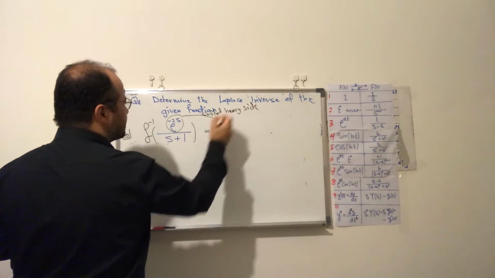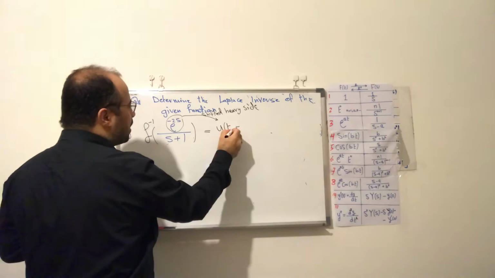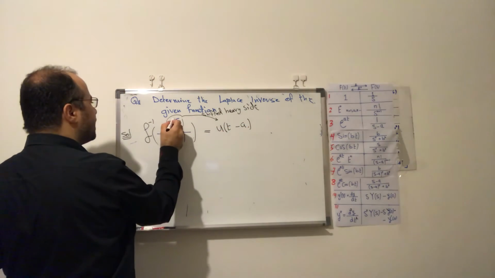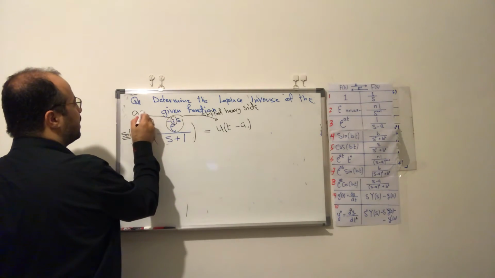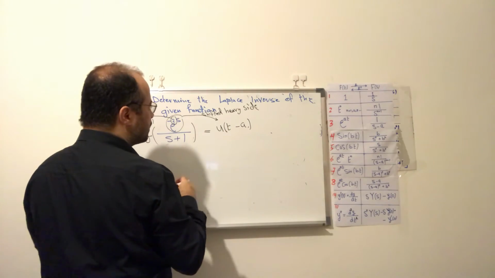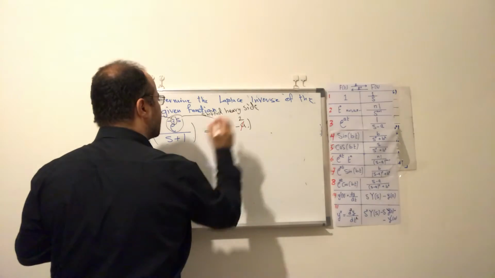So this thing will be u of t minus a, right? But what is a? A is this thing without the minus sign, so this is the a. A is 2. Then here you take that 2, that a, and you put 2 here, right?